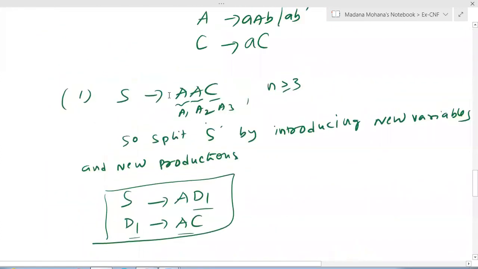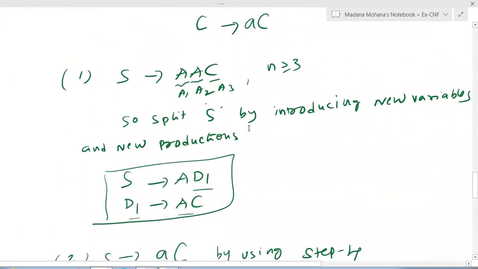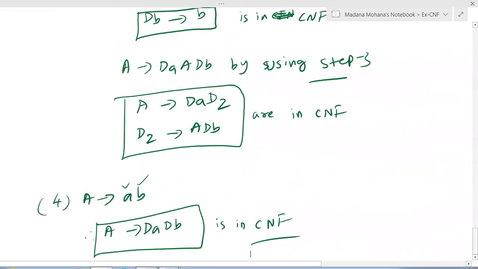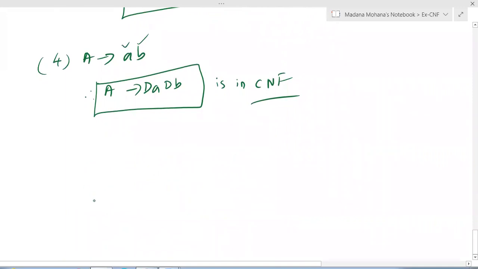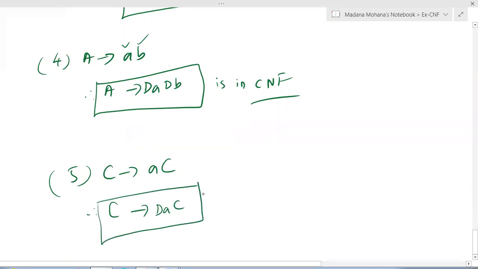C derives only one production which is not in the required form. C derives AC, terminal A followed by variable C. See, for terminal A, we already introduced D suffix A. So directly you can substitute here: C derives D suffix A C. With the same terminal value, no need to introduce different variables. So now this is in the required form, and the grammar is in CNF. Now you can see all productions are in the required form.